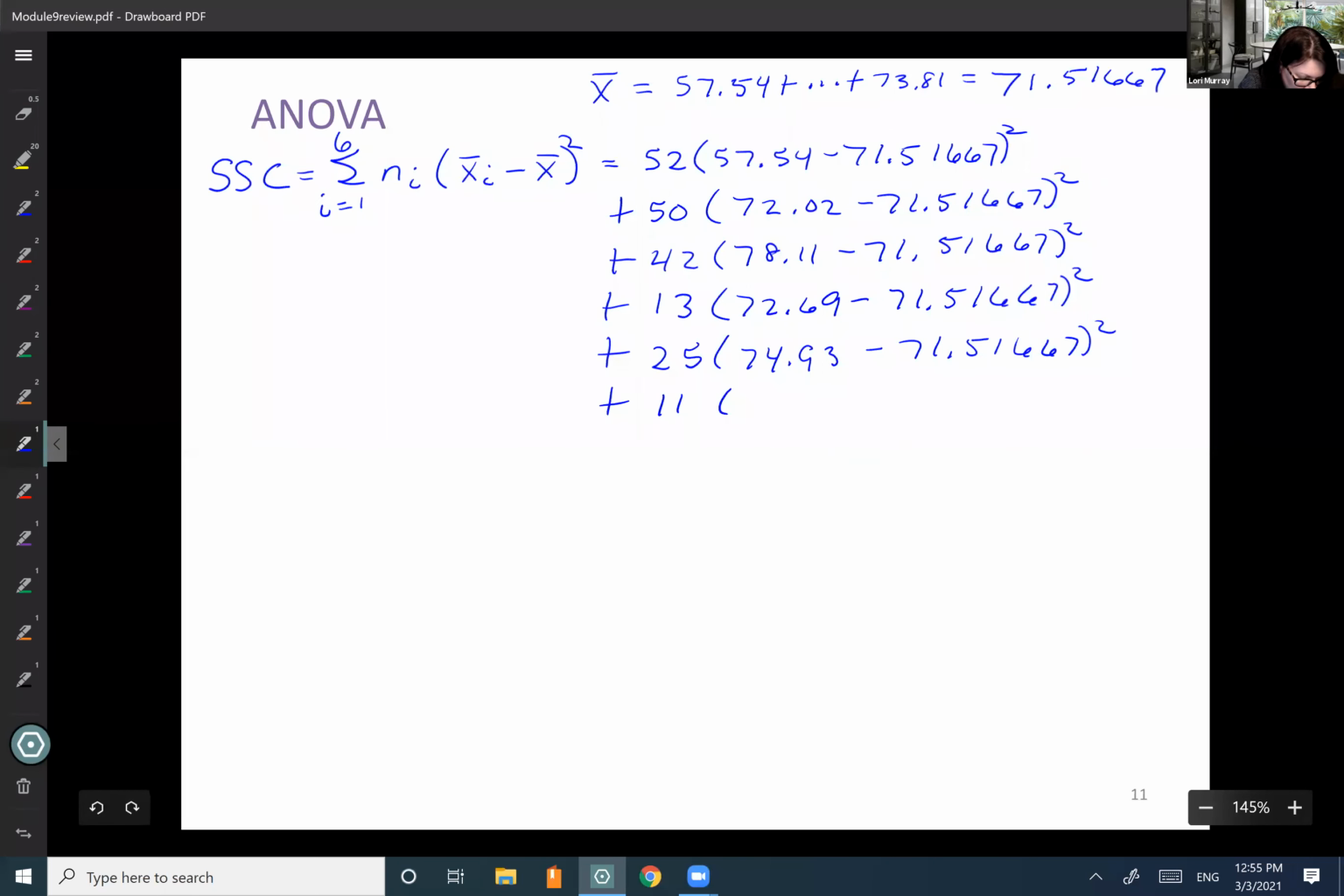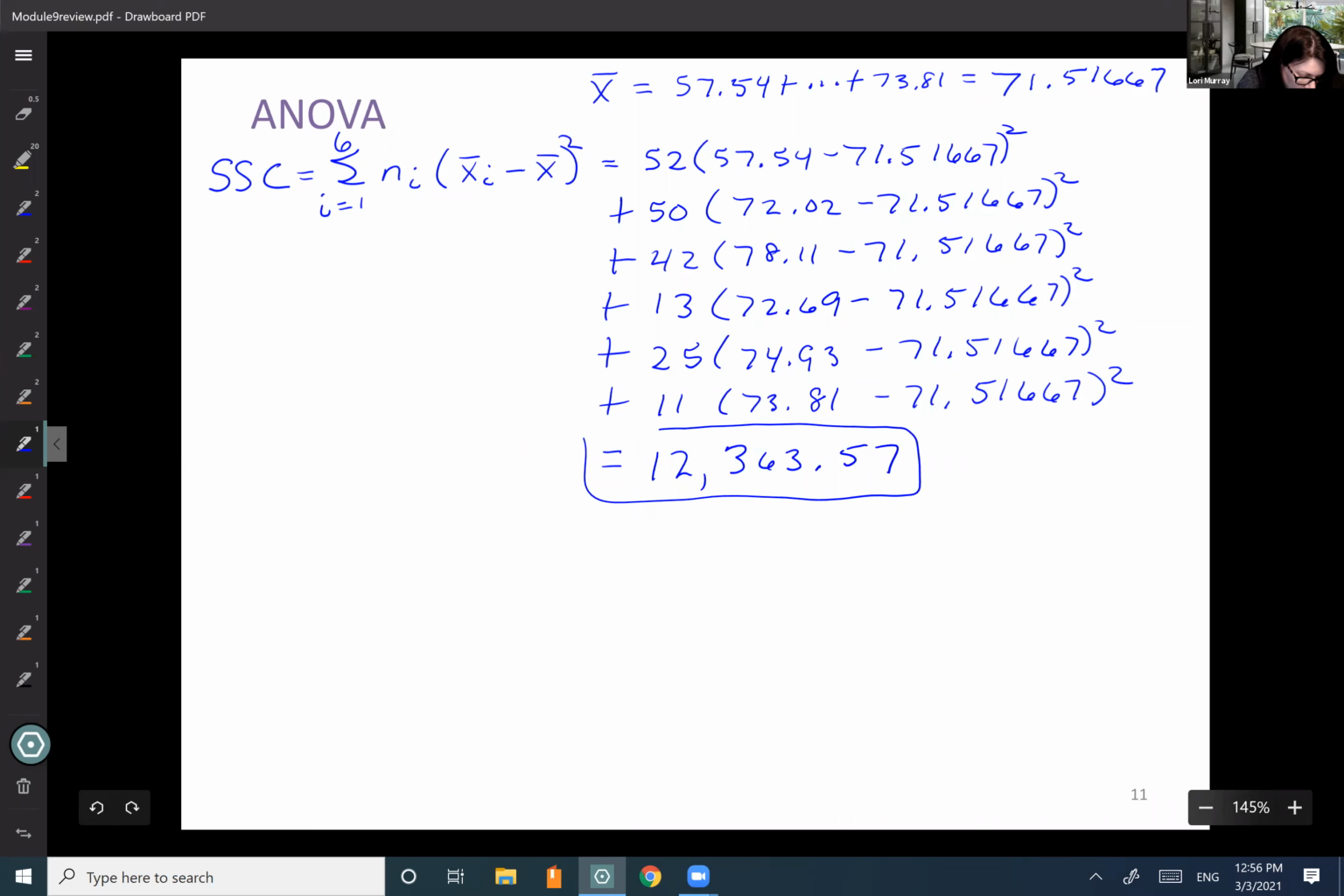South America, 73.89, or sorry, 73.81. Want to be careful there so I don't make a mistake. So 73.81. Subtract the overall mean. And that all ends up being 12,363.57. So that is our SSC, sum of the squares for the groups.